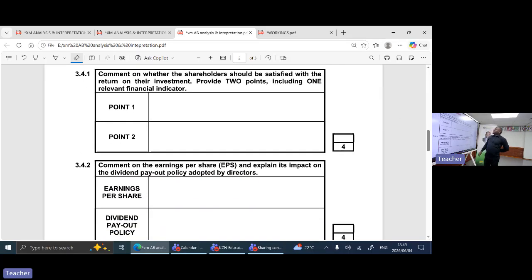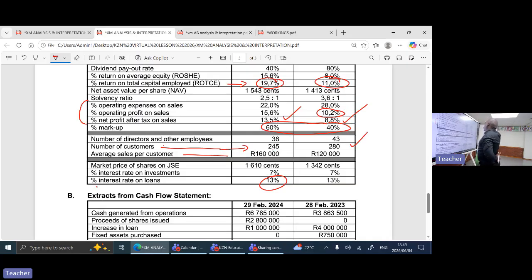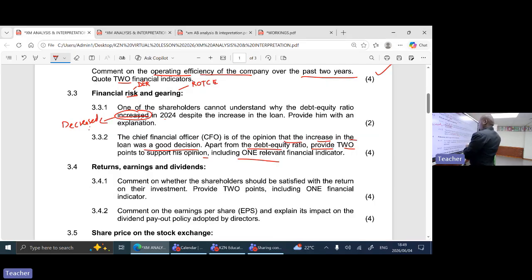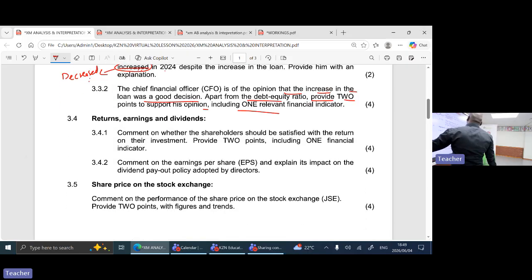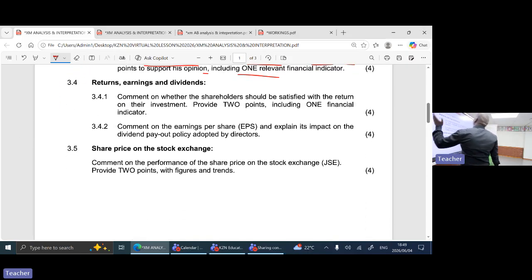Right, 3.4.1. Comment on whether shareholders should be satisfied with the return on their investment. But again, firstly, I said we must read the question from the question paper. Right, it's also disadvantaging sometimes to read the question from the answer book, because sometimes we miss a lot of information that they would say in the answer book. All right, 3.4, returns, earnings, and dividends. Comment on whether the shareholders should be satisfied with the return on their investments.